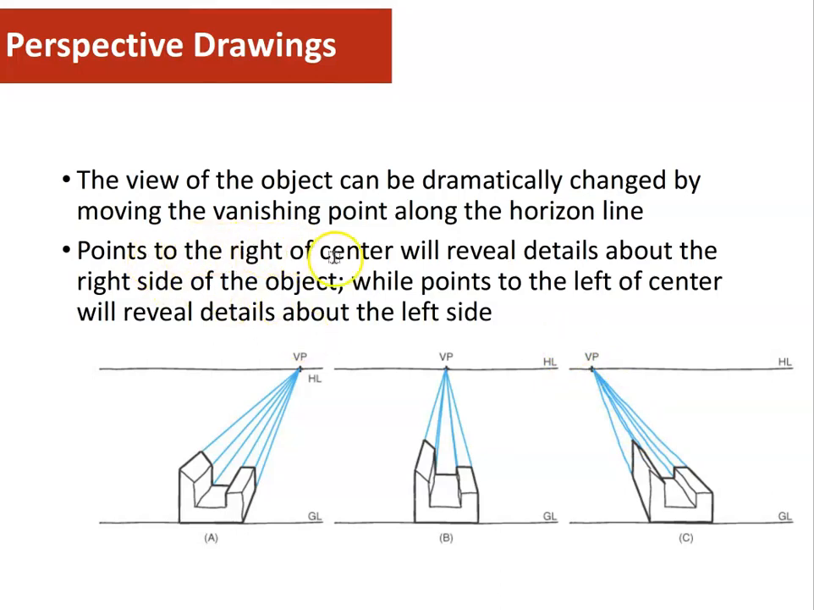So points to the right of center will reveal details about the right side of the object, while points to the left of the center will reveal details about the left side. So you can see over here, if you are viewing it from here, you would see more of the right side compared to if you were from here, you would see more of this side. It depends on what you want to look at, so you orient yourself.